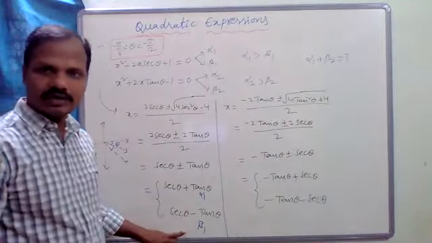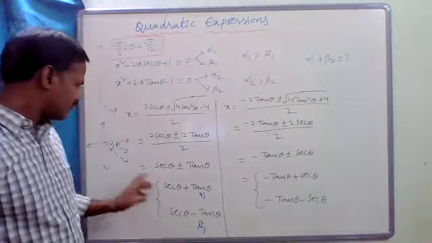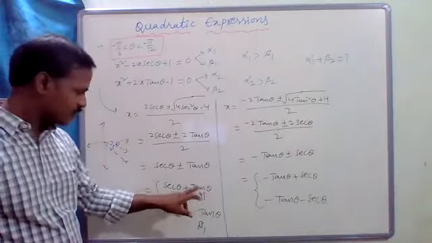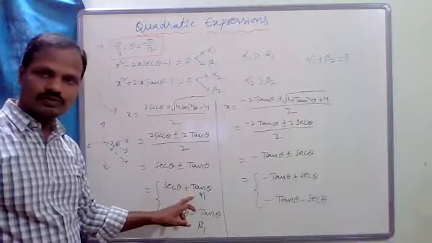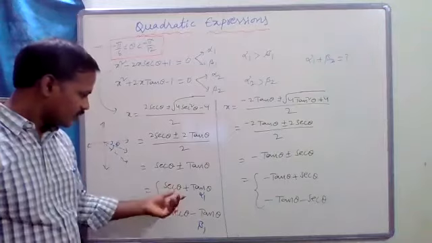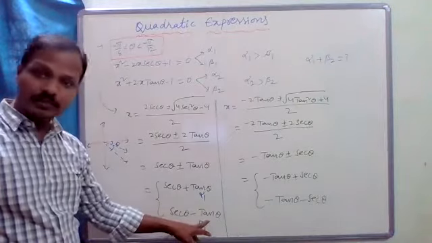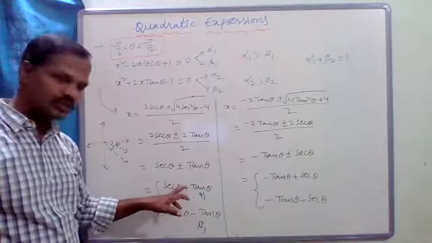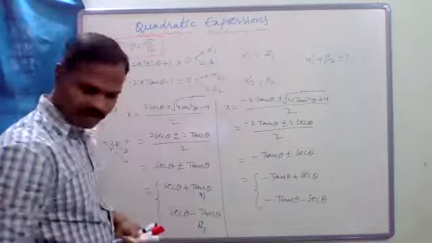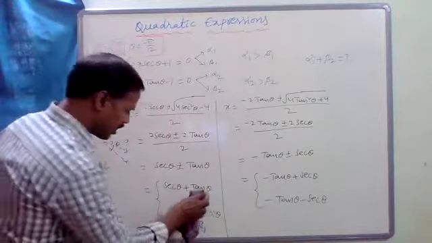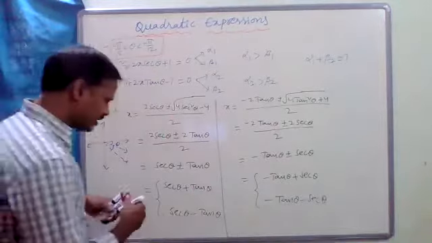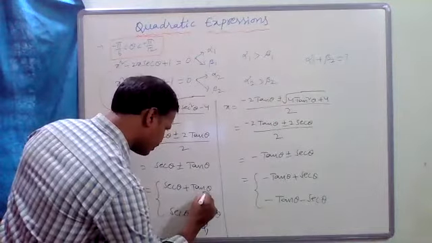Is it clear? Since theta is in the fourth quadrant, secant theta is positive, tan theta is negative. So this, plus tan theta, is smaller. Here, minus tan is positive, so this quantity is greater than this quantity. So this is alpha 1, this is beta 1, since alpha 1 is greater than beta 1. From the given condition, this is alpha 1, this is beta 1.